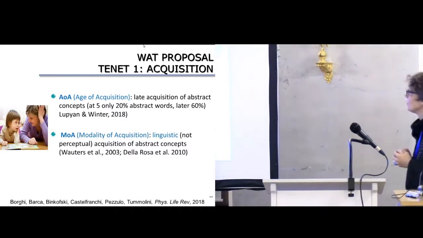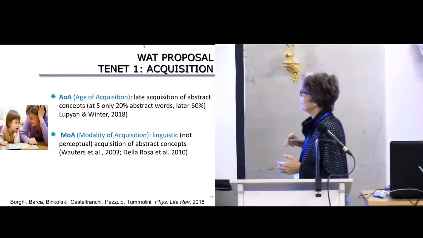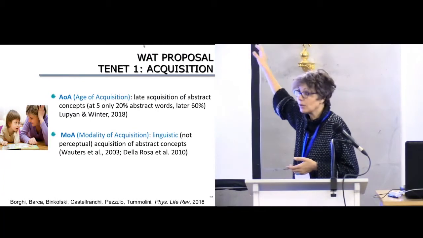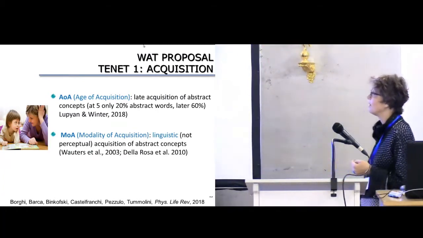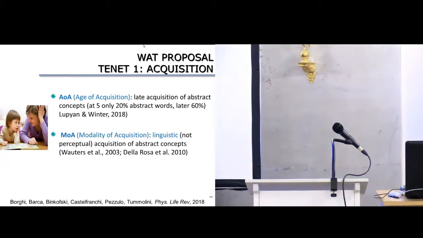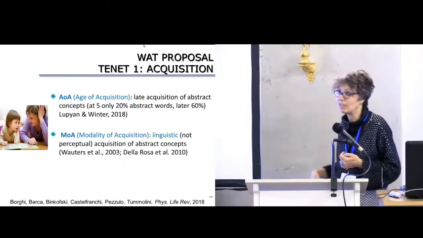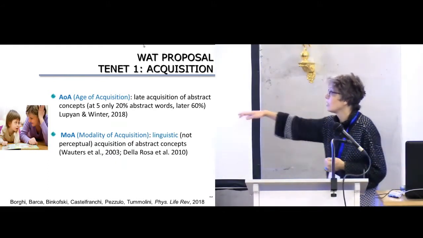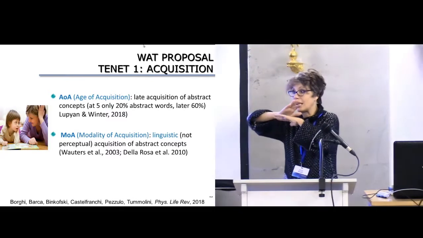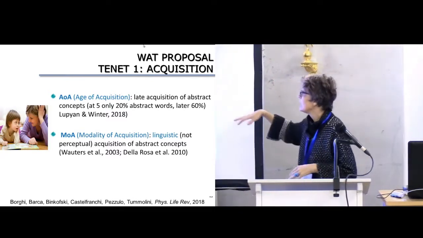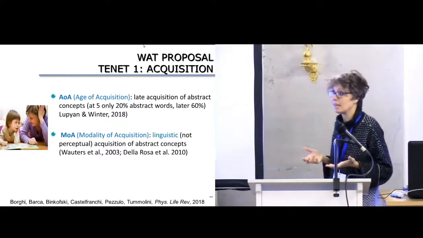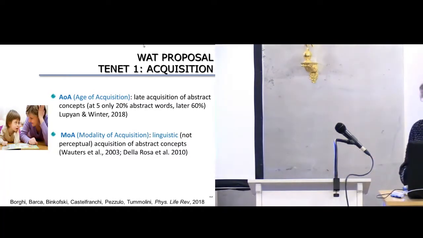Also, literature on age of acquisition shows that abstract concepts are acquired later than concrete concepts. At 5, we have only 20% of abstract words, and 60 to 70% later. And literature on modality of acquisition, these two dimensions being correlated but not equivalent, shows that acquisition of abstract concepts is mainly linguistic and not perceptual.